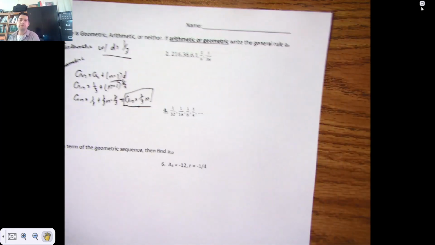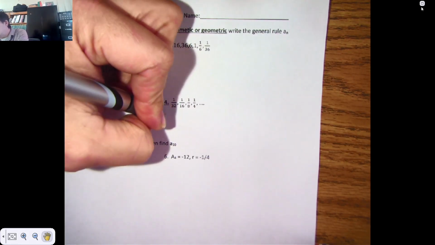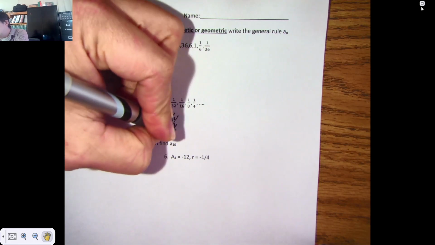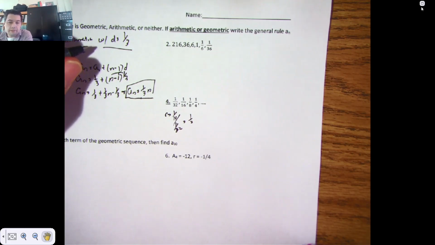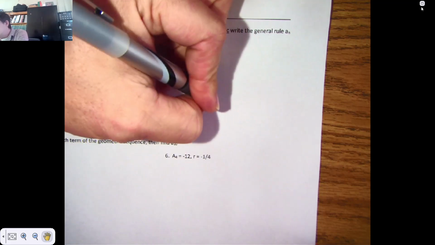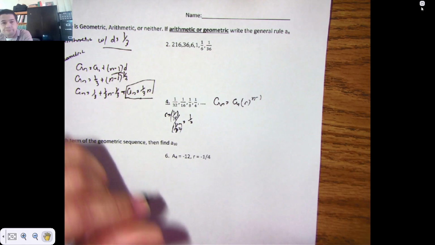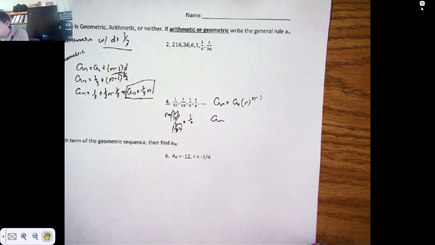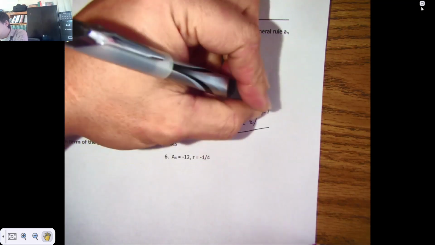I also bolded number 4. Number 4 is geometric. The ratio here happens to be a 16th over 32nd, which is a half. If you don't believe me, just type that in the calculator. You'll get a half, as long as you wrap it. But anyways, the formula for geometric is a sub 1 times r to the n minus 1. Just write it down, plug stuff in. The first term is a 32nd, the ratio is a half, and the exponent's n minus 1, and you're done. That's how hard those are.